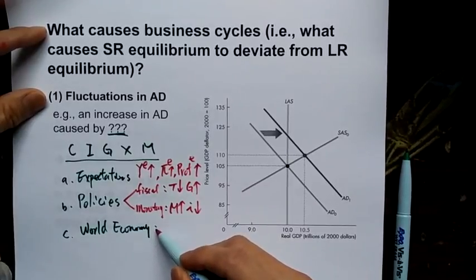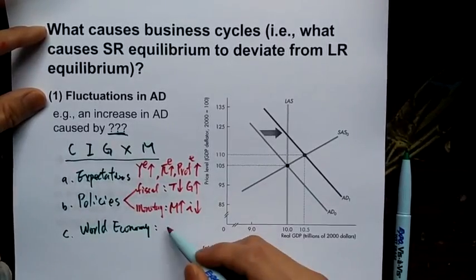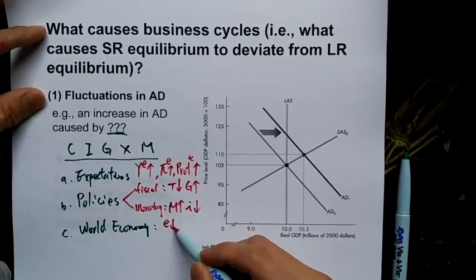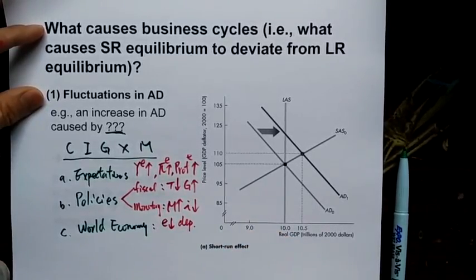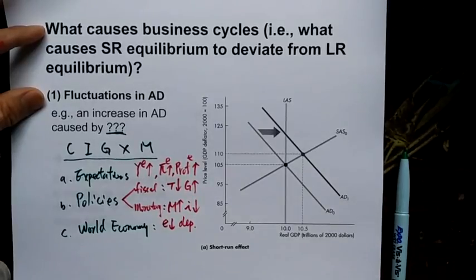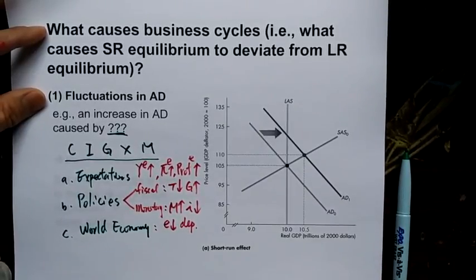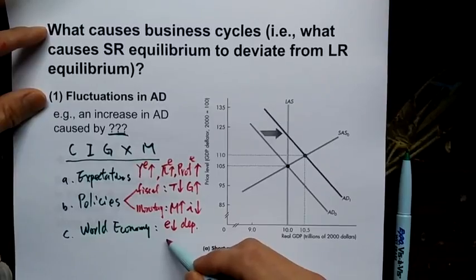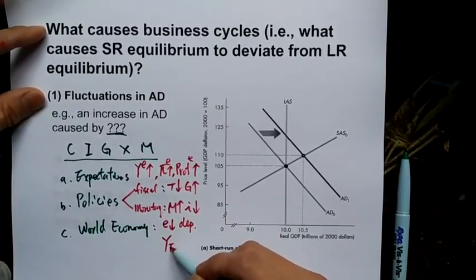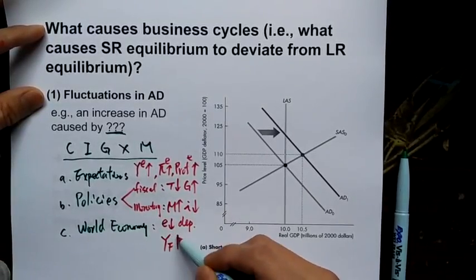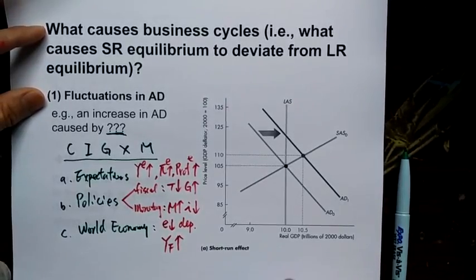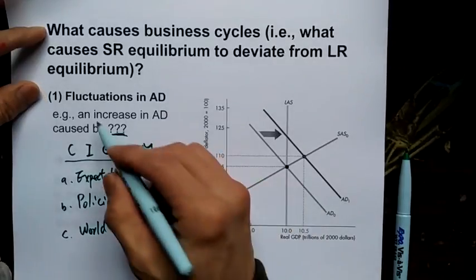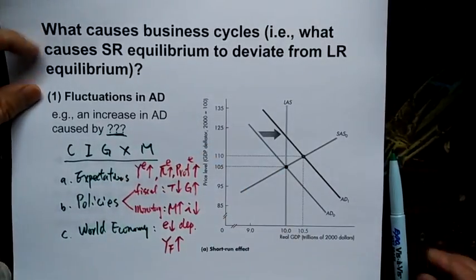World economy, when exchange rate goes down, domestic currency depreciates, export increases, import decreases. And foreign income increases, people are going to buy more of our exports. So these will cause an increase in aggregate demand.